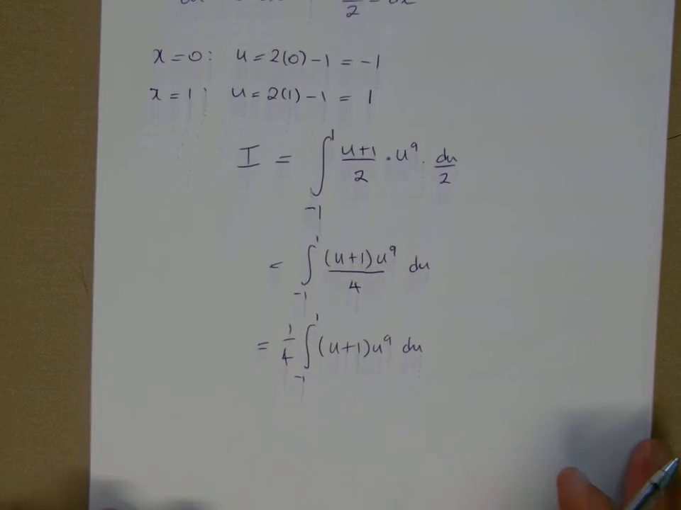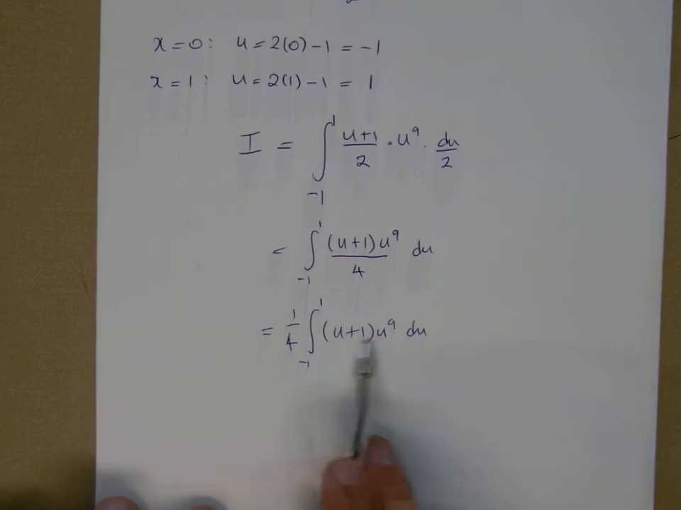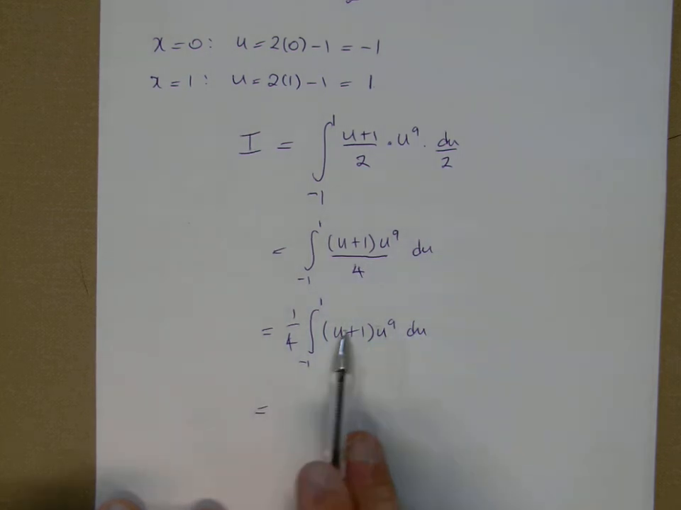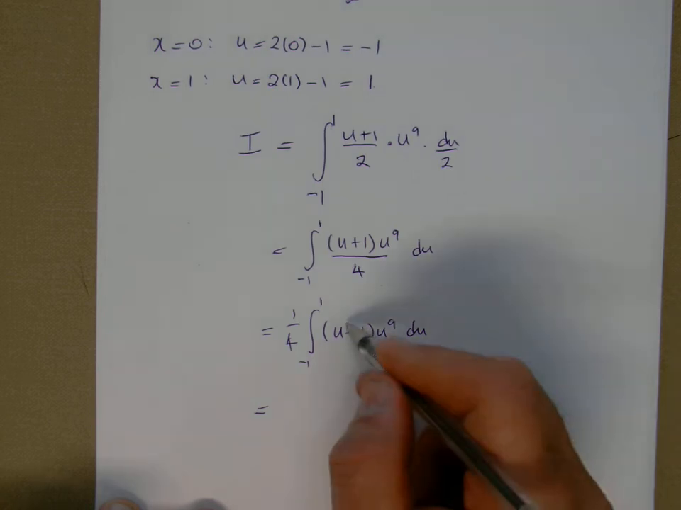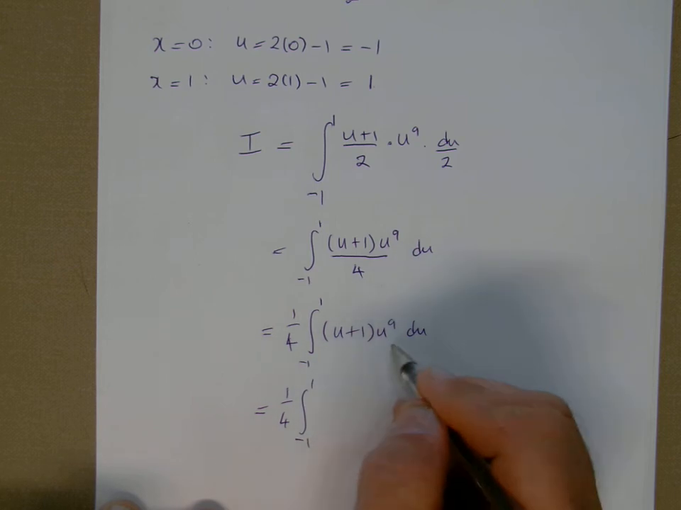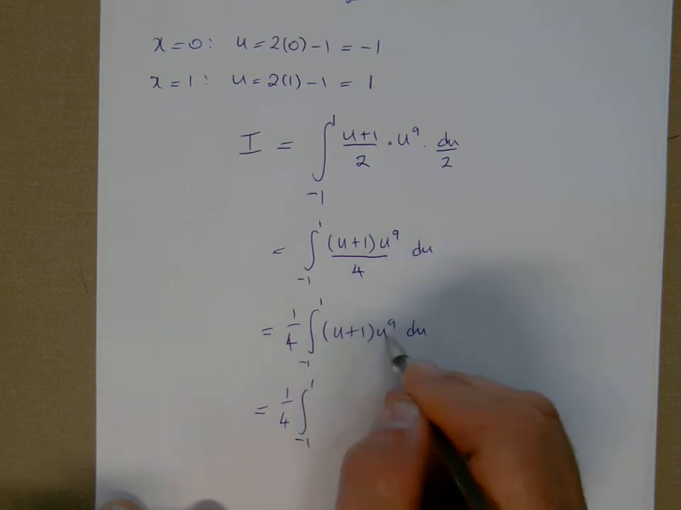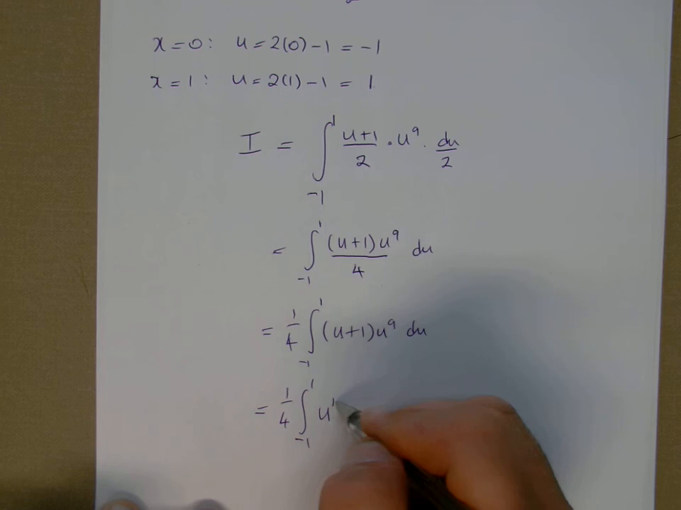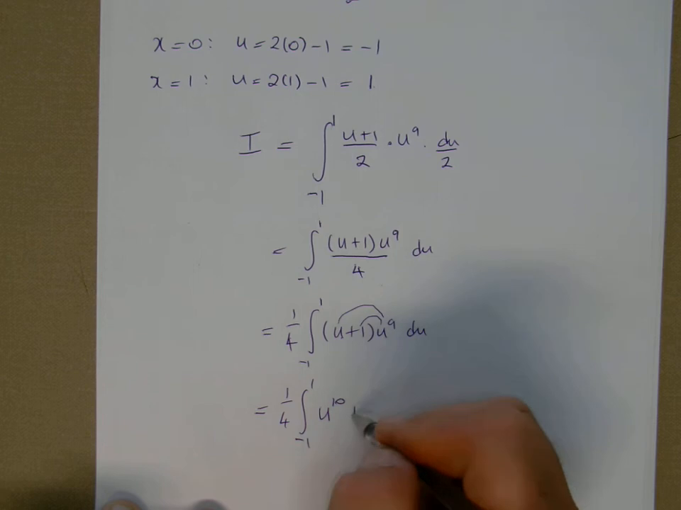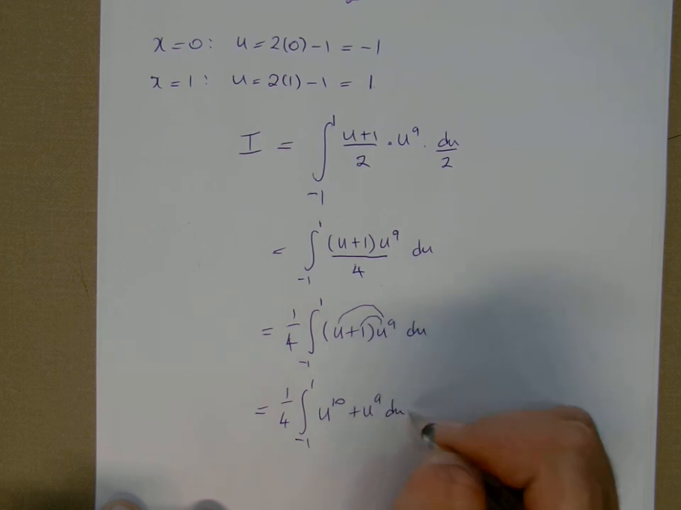And then finally, before I integrate, I could tidy this up. I could actually simplify this. If I simplify this, it becomes easy to integrate. As it stands, this is difficult to integrate because I've got a product here. But it's possible to multiply this out because it's a bracket times u to the 9. So if I do u times u to the 9, that would be u to the power 10, adding the powers. So I've done that times that, and then 1 times that is just u to the 9, du.